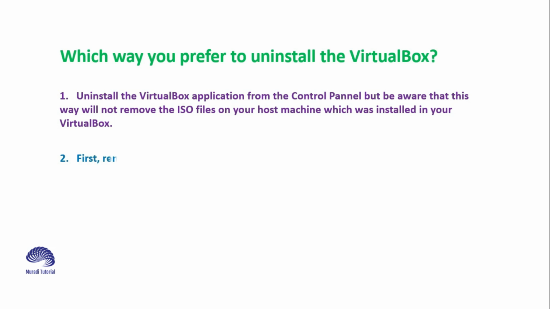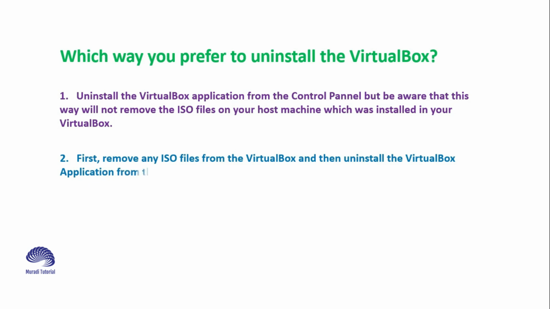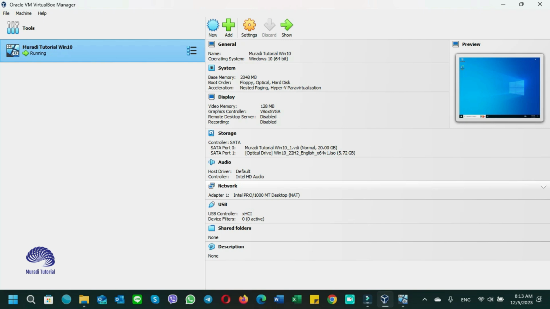Method number 2. First, remove any ISO files from VirtualBox and then uninstall the VirtualBox application from the Control Panel to free up space on your host machine. If you want free space on your host machine, you need to completely remove all files and data of VirtualBox plus uninstall the VirtualBox application from your Control Panel.